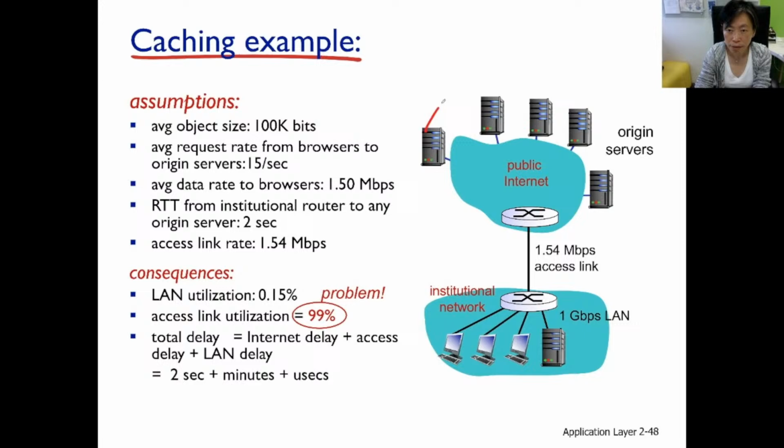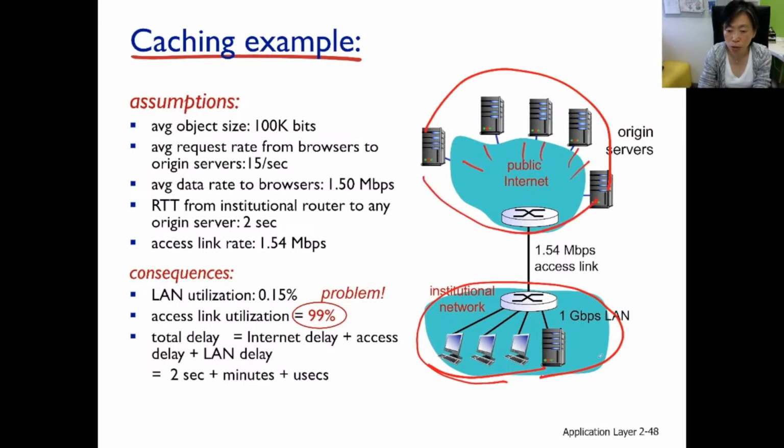The example setting is this. Servers up here, client down here. So they're part of the institutional network here. And the servers are connected to the public internet. And the internet connects to the institutional network through an access link. Let's assume that the clients here are browsing the web, requesting objects down from the server.